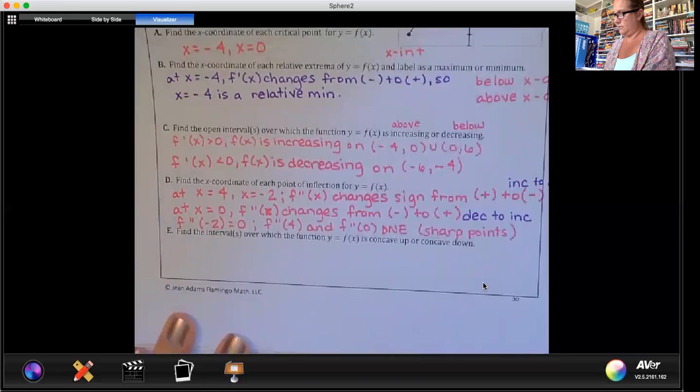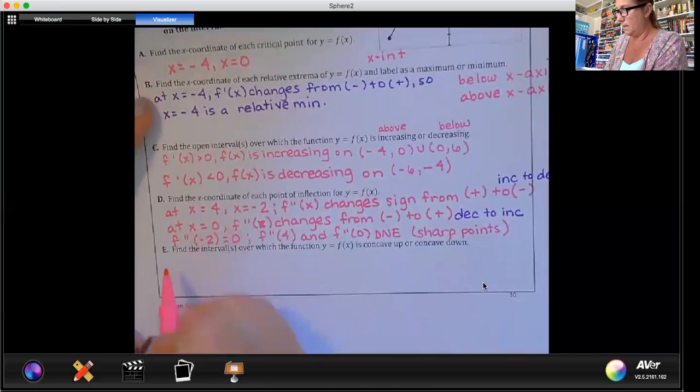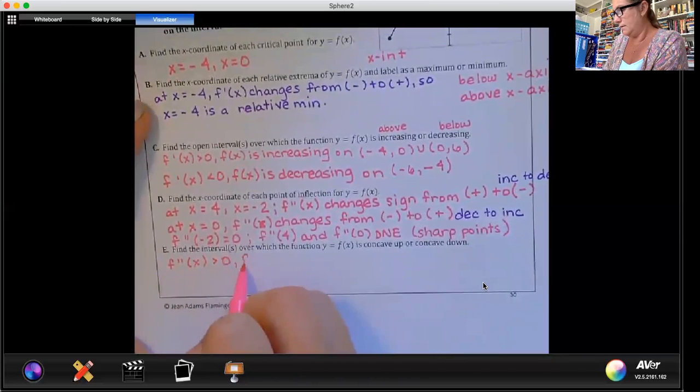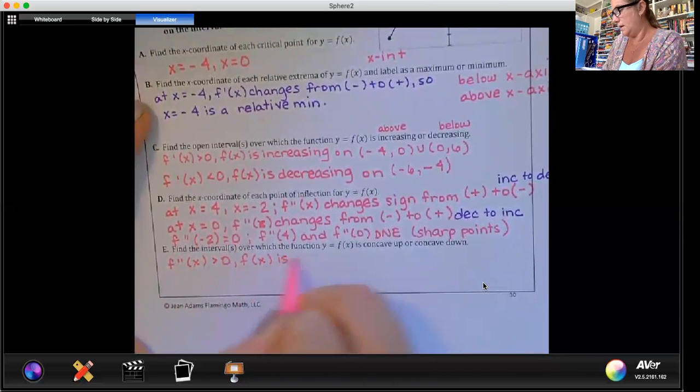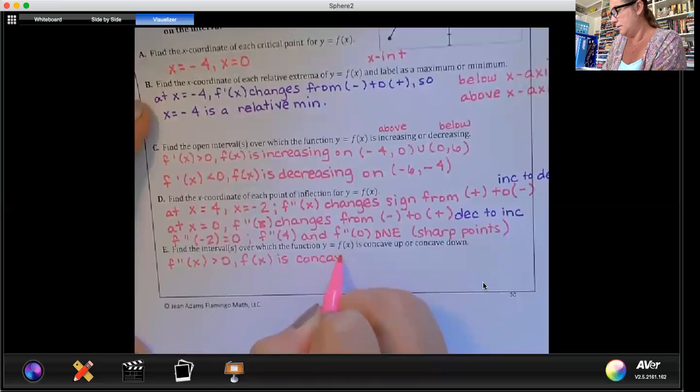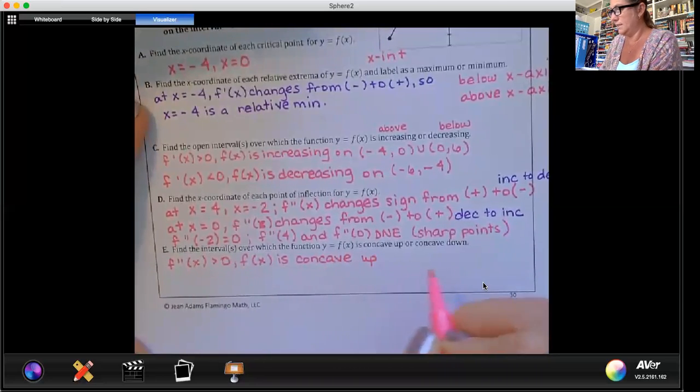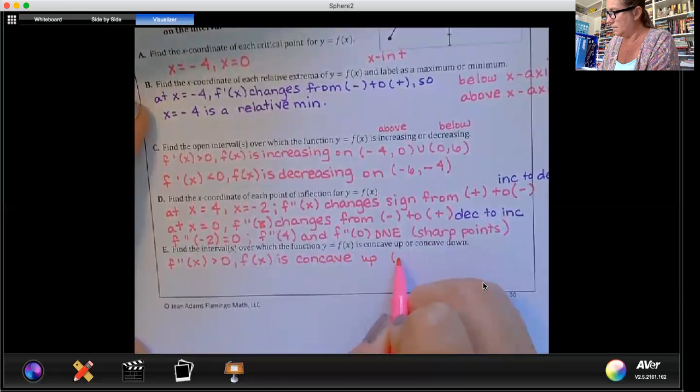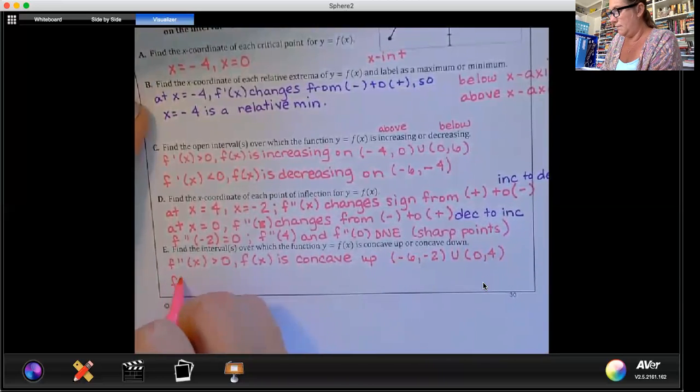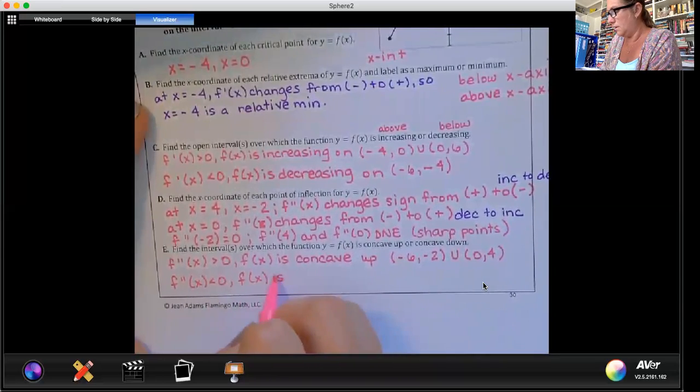And then find the intervals over which you are concave up or concave down. Remember, you're looking at the slopes of what you see here because this is f prime. So f double prime of x is greater than 0, meaning f of x is concave up. You're looking for those positive slopes where it's increasing. It is increasing from -6 to -2, and it is increasing from 0 to 4. And then f double prime of x is less than 0, means f of x is concave down.